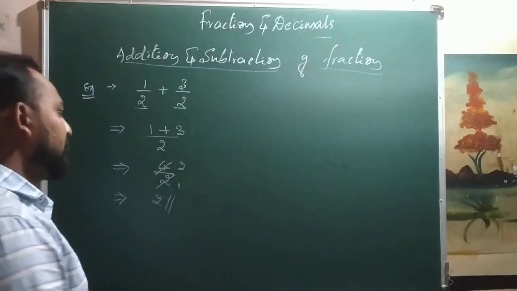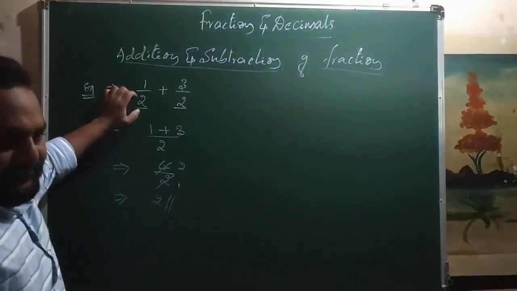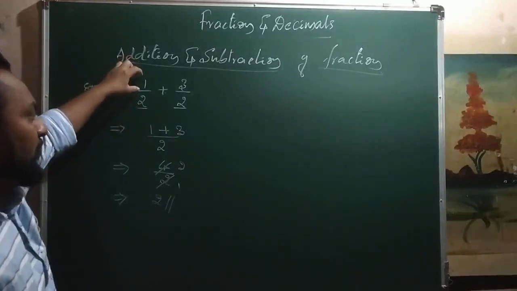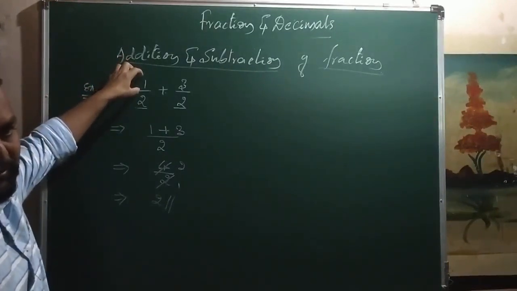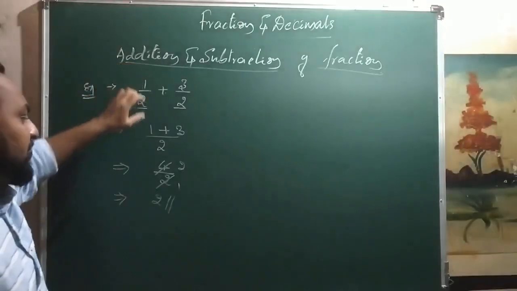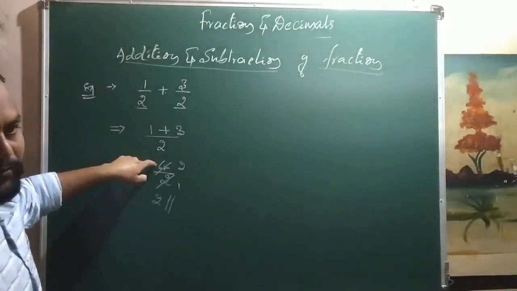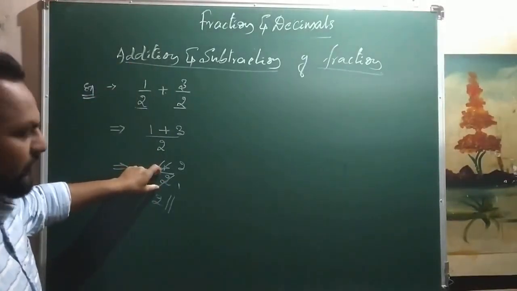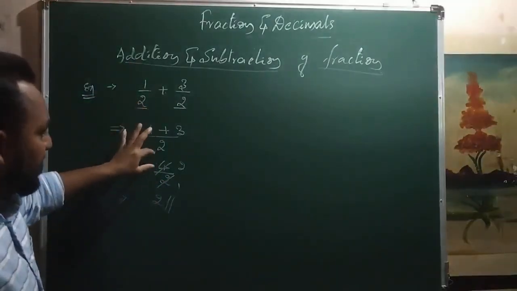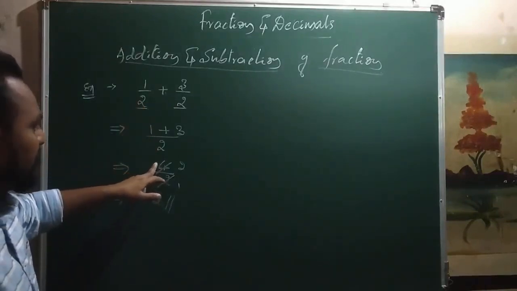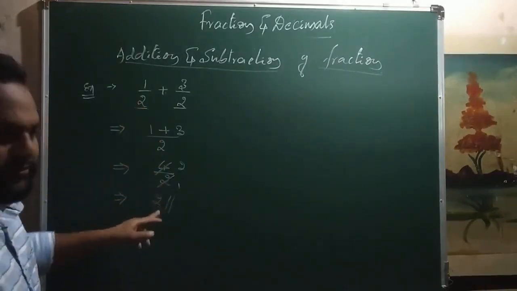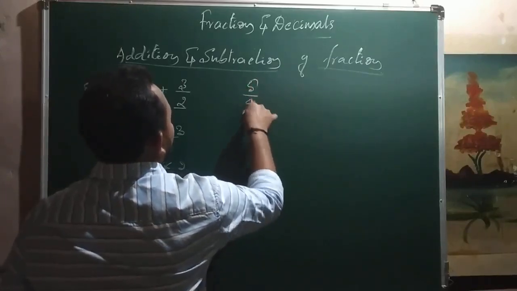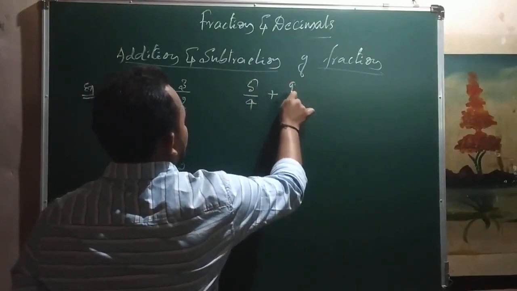When the denominators are the same, directly add the numerators. The sum of the numerators 1 plus 3 is 4, and keep the denominator the same. So 1 plus 3 by 2 is 4 by 2, which is 2. Take another example: 5 by 4 plus 9 by 4.